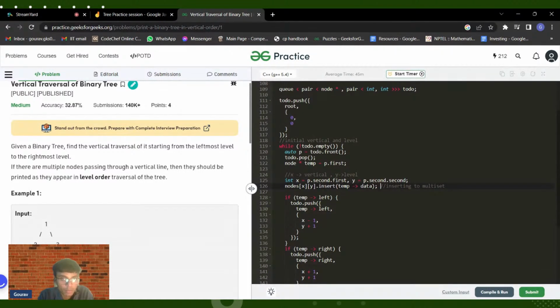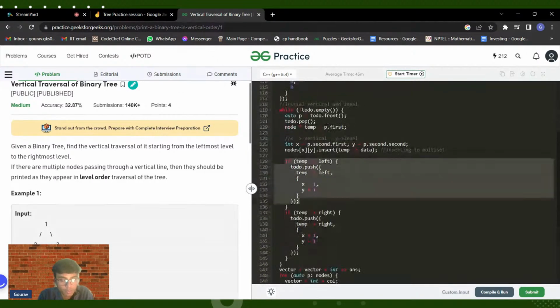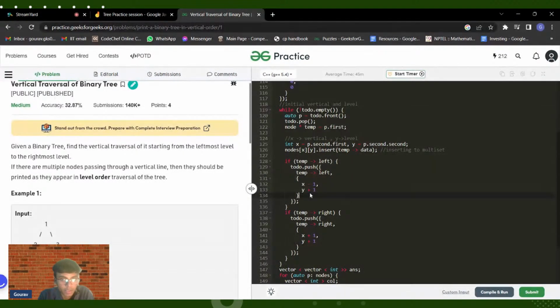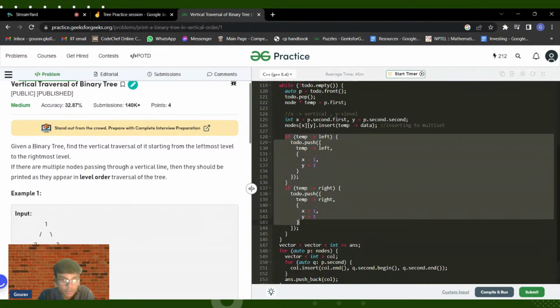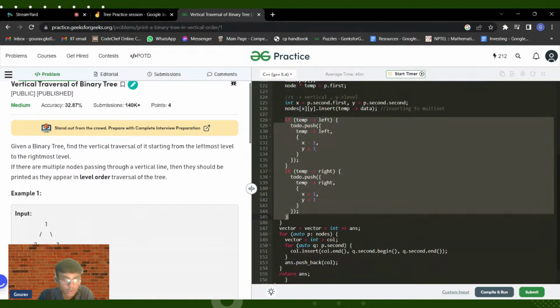Then what we do, we go to the left first and then we go to the right. So if we go to the left, our vertical is decreasing by 1. That is the reason we are putting x minus 1 and y plus 1. And in case we go to the right, our vertical is increasing by plus 1. Level is also increasing. So these two if statements are basically pushing into our queue the next levels that it's going to iterate over. So this part is done.